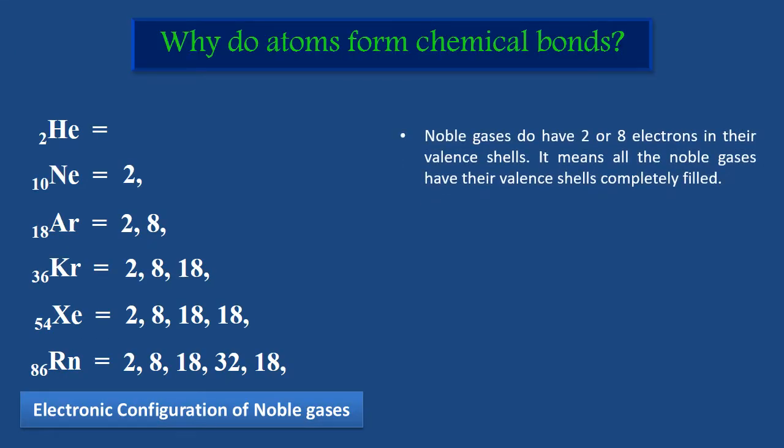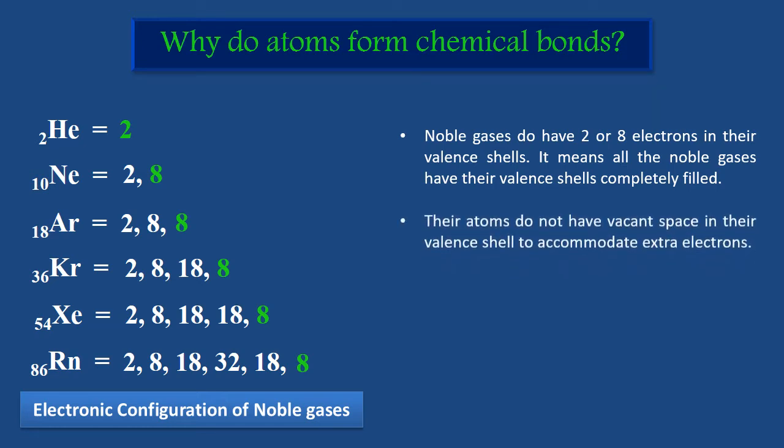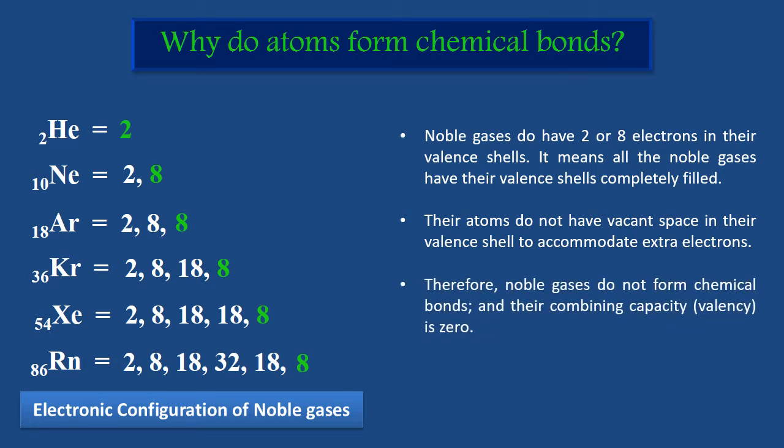Noble gases do have 2 or 8 electrons in their valence shells. It means all the noble gases have their valence shells completely filled. Their atoms do not have vacant space in their valence shell to accommodate extra electrons. Therefore, noble gases do not form chemical bonds, and their combining capacity or valency is 0.